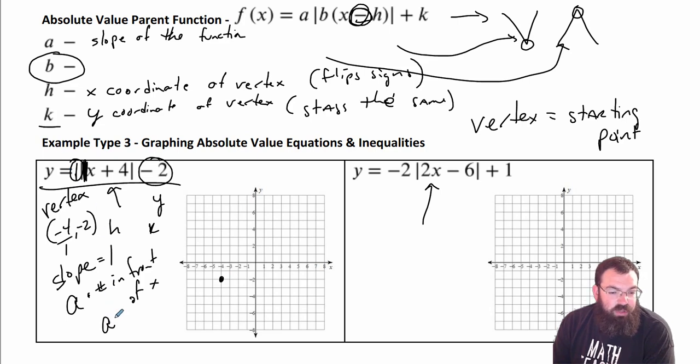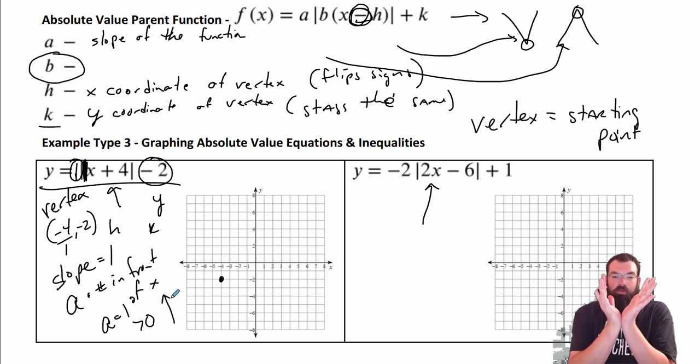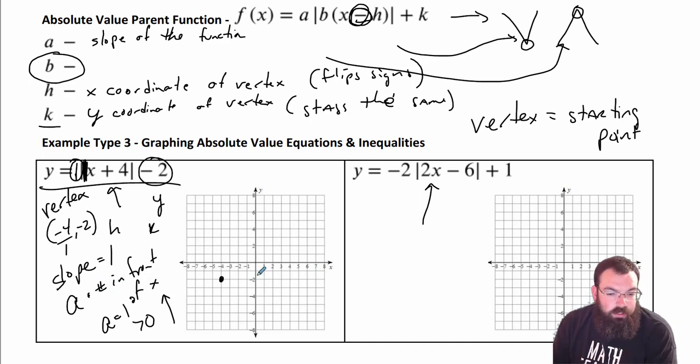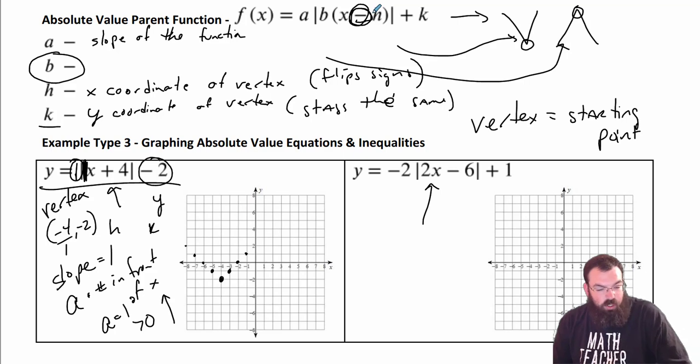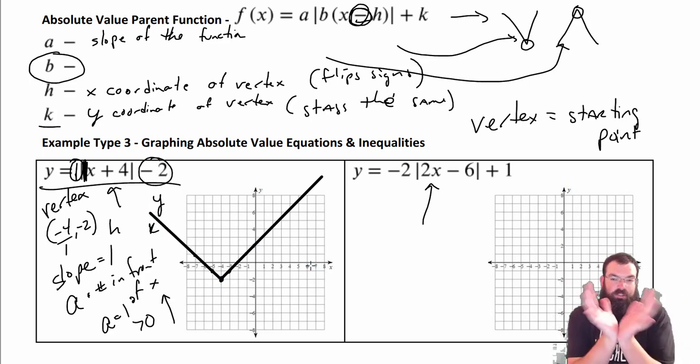In this case, A being 1, which means it's greater than 0, so our V is going to go right side up. It's going to be a normal V. Our slope is 1. So starting at the point, I'm going to go up 1 and over 1. And because I want it to be a V, I have to go back to the original point, go up 1, and go the other way 1. So I'm always constantly making up 1 over 1, up 1 over 1, and so on. So the V starts at the vertex and goes one direction and then goes the other direction. And it looks like that V.